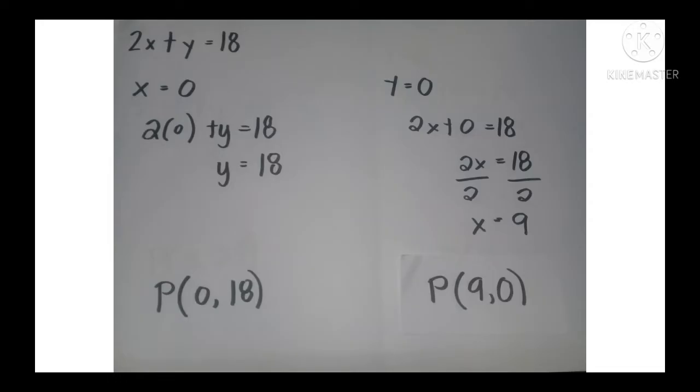For the first constraint, if x is equal to 0, then y is equal to 18 with a point of (0, 18). And if y is equal to 0, then x is equal to 9 with a point (9, 0).